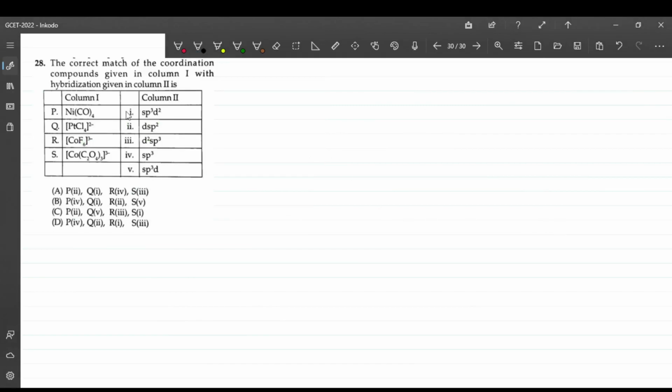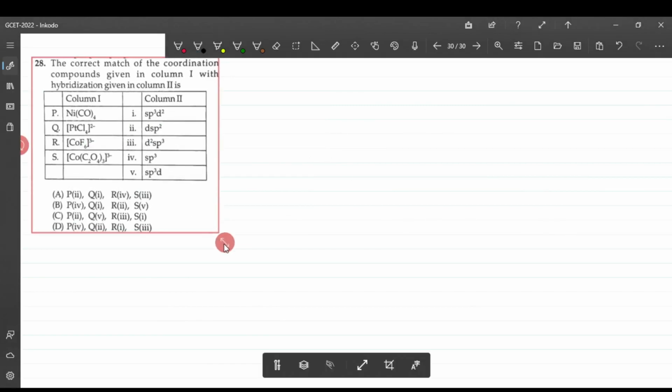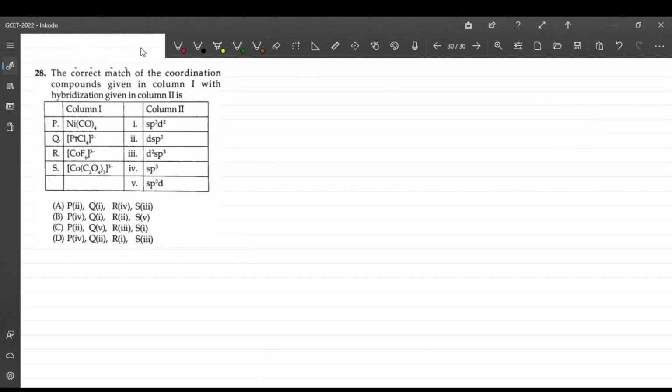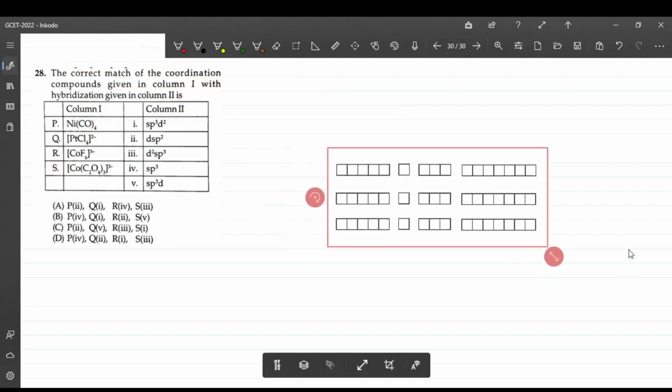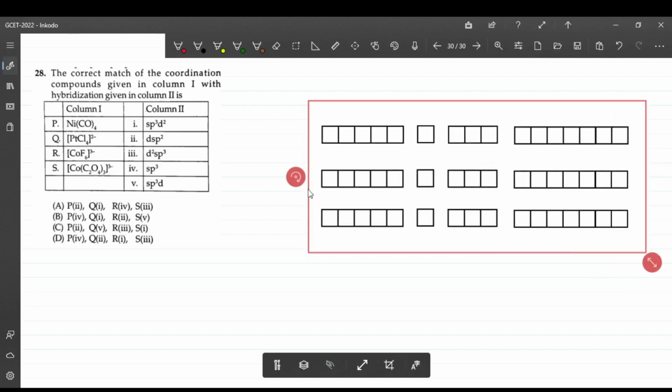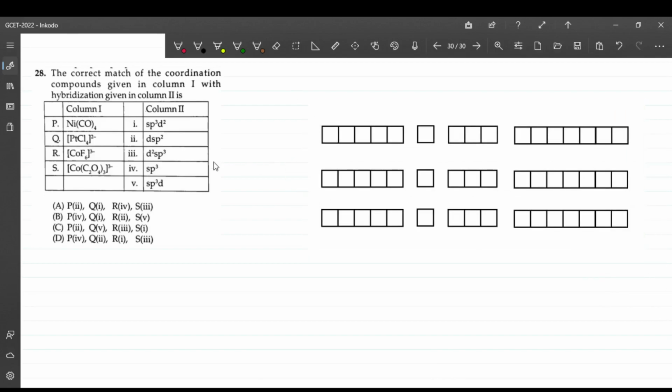Okay, here is the question which is asked, question number 28. Let's solve this. I would like to solve this because this question has a lot of concepts. I have just made this frame so that it saves our time. So first we'll understand what hybridization is.